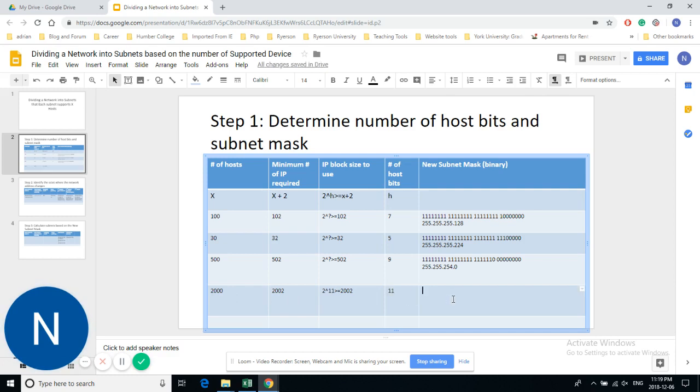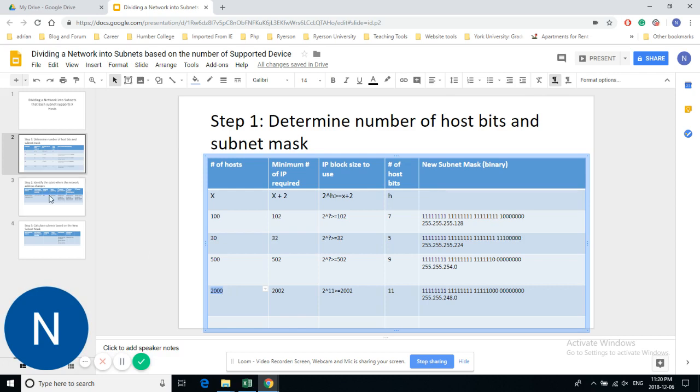Okay, so I'll make 1 2 3 4 5 6 7 8, 1 2 3 4 5 6 7 8, and 8 plus 3, so I will have 255.255, and then 5 ones in the third octet, then 1 2 3 4 5 6 7 8. So this is going to be the subnet mask if you need to divide a network into subnets that support 2000 hosts. The subnet mask becomes 255.255.248.0. This is going to be the subnet mask for each subnet if you need to have subnets that support 2000 hosts.